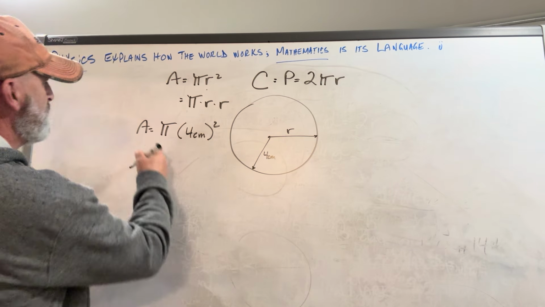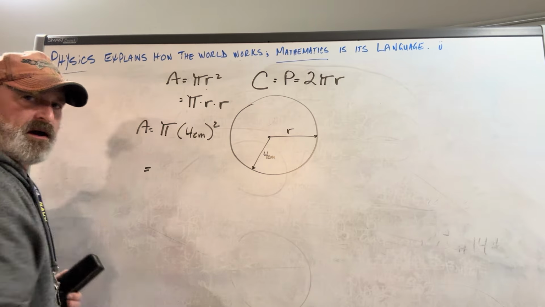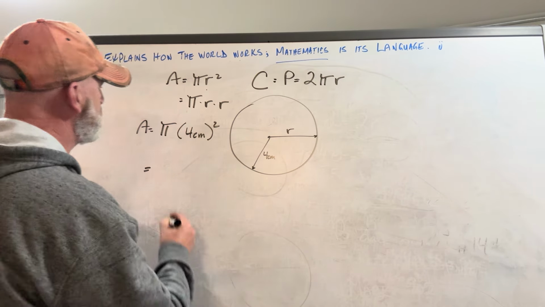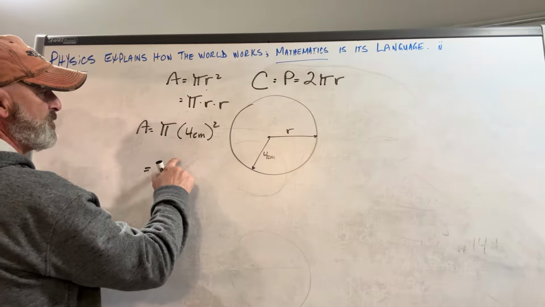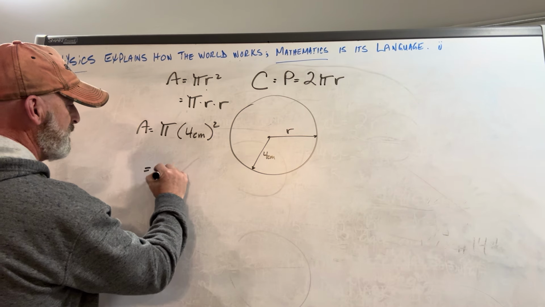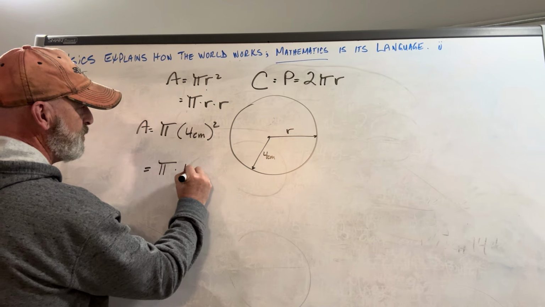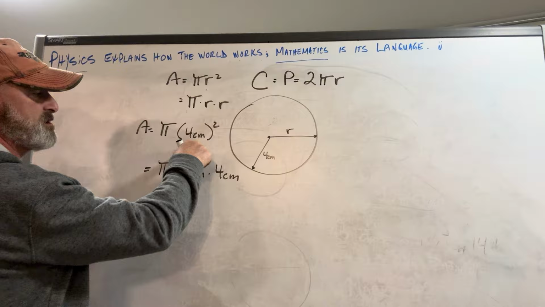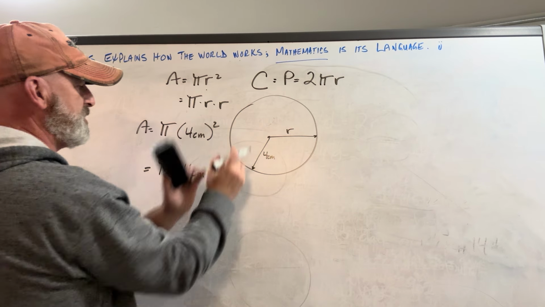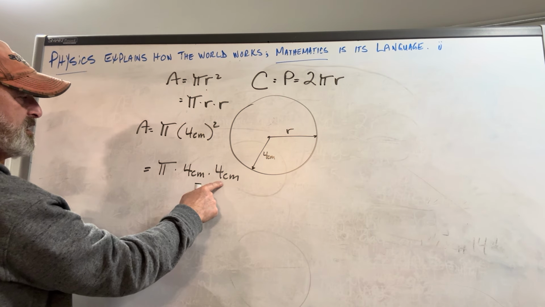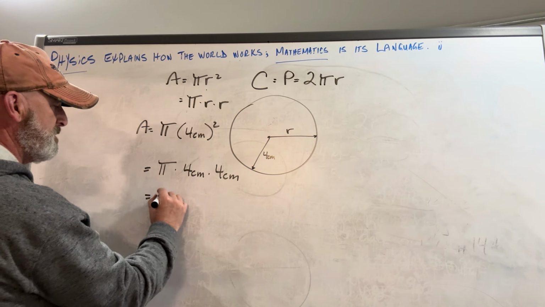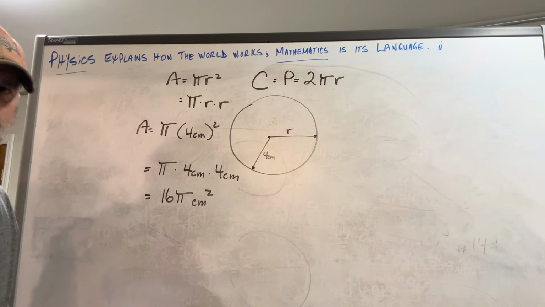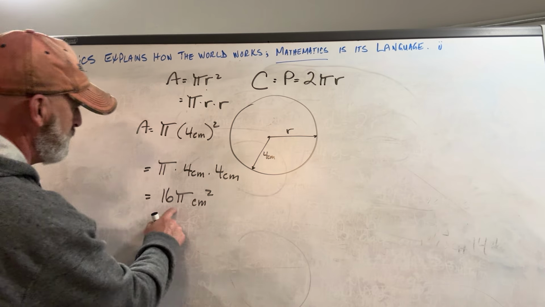I bet you on your calculator you can hit the pi button, and I bet you it comes right out to 3.141592, however long your calculator is. And 3.14 times 4, let's write it out again. Pi times 4 centimeters times 4 centimeters, because that's what squares mean. This times itself again. So that's 16 times pi square centimeters.